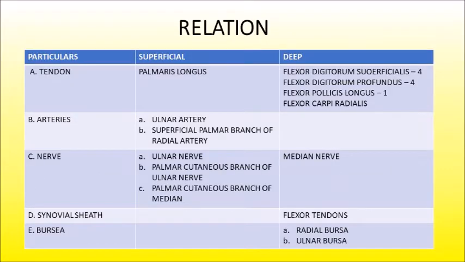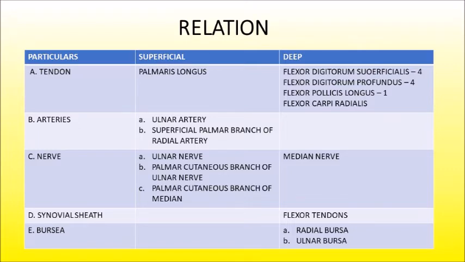Let us move on to its relations. Under relation, we will be discussing in detail about tendon, arteries, nerve, synovial sheath and the bursae. The superficial tendon is the palmaris longus and the deep tendons are the flexor digitorum superficialis, which is 4 in number, flexor digitorum profundus, which is 4 in number, flexor pollicis longus, which is 1, and flexor carpi radialis.